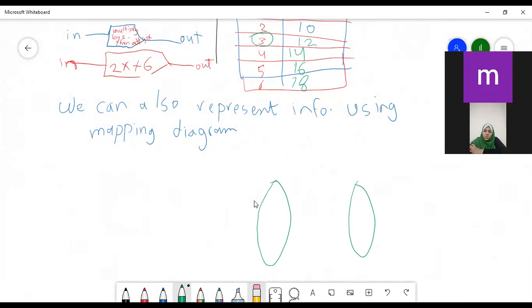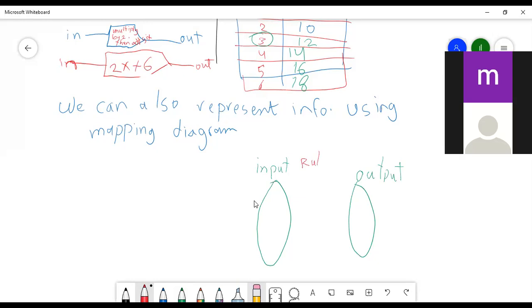We have input, we have output, and we have the rule. What is our rule in this case? Our rule is 2x plus 6. Okay, let's write it here. What are our inputs? 1, 2, 3, 4, 5, 6, right?